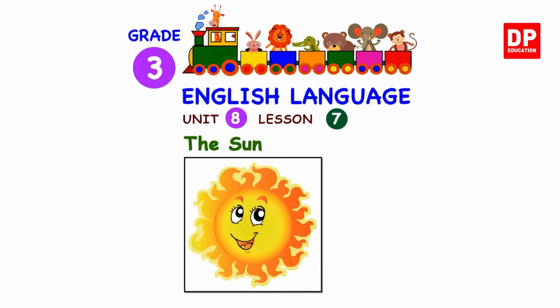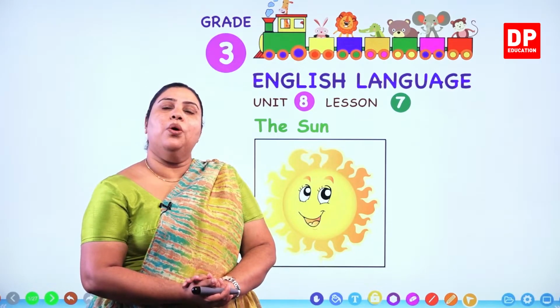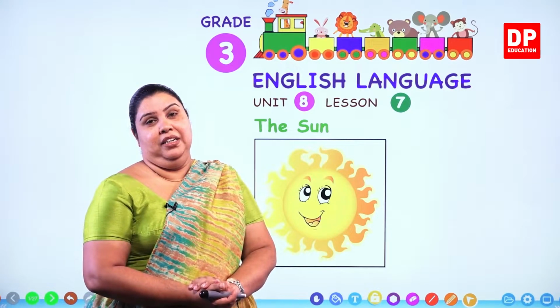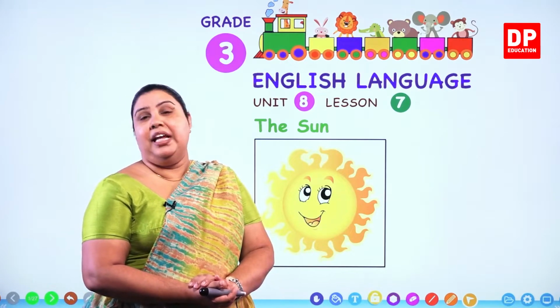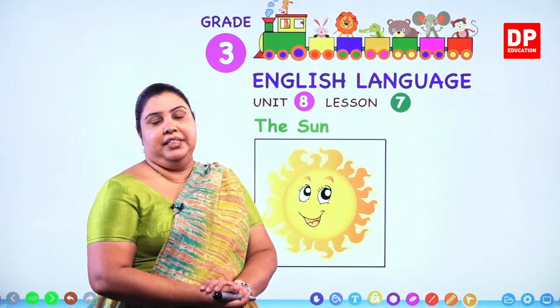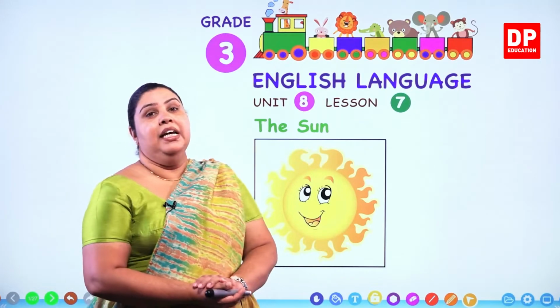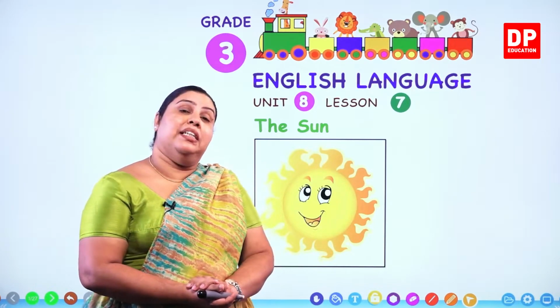Today we have to do lesson number 7 in unit number 8. Now our unit number 8 is the last unit in our pupils book. We are talking about the world around me. The world around me, that is our unit number 8. And we have completed 6 lessons and today we have come to lesson number 7.